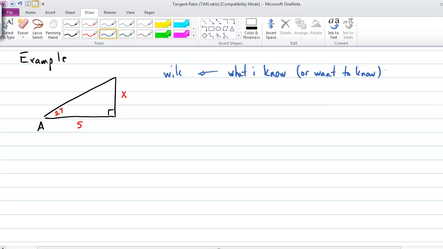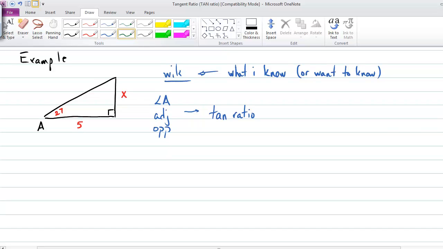So here's what I mean. What I know. Well, what I know is I know the measure of angle A is 27 degrees. And what I know is I know the side adjacent to angle A. It's 5. And what I want to know is the side opposite. And hopefully what you see in writing down what I know is you see that opposite and adjacent. And by definition, that's our tangent ratio. So what I know points you to the right place.